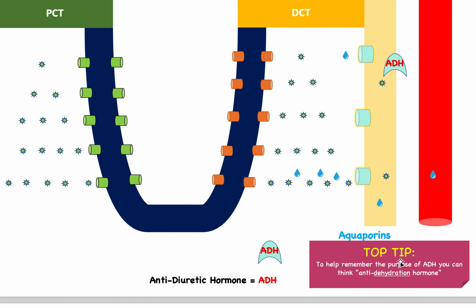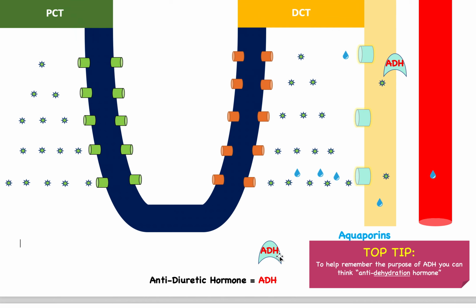Top tip to help remember the purpose of ADH: you can think anti-dehydration hormone. Okay, this is the real name, anti-diuretic hormone, but you can think anti-dehydration. It helps you to not be dehydrated by conserving water. So that's how I would say remember it if you have trouble remembering this name.